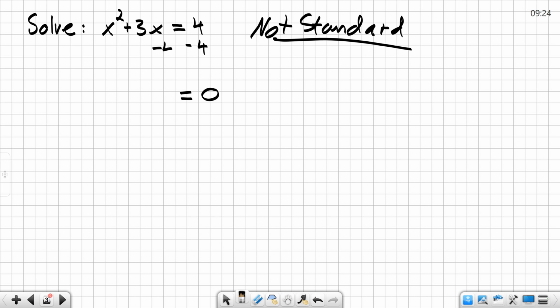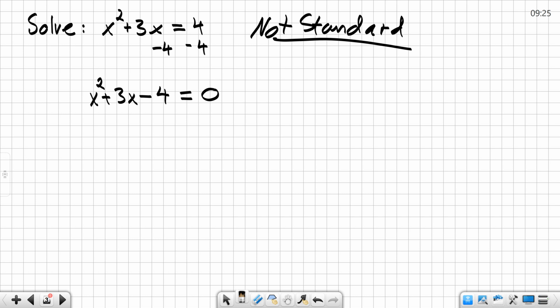I'm subtracting 4 from both sides. You really do not need to write this step down if you can just take the positive 4 and move it to the left by subtracting 4. All right.